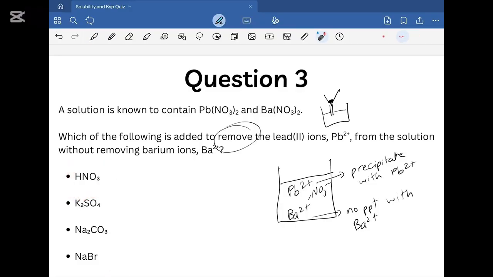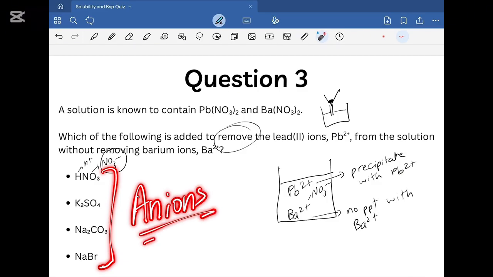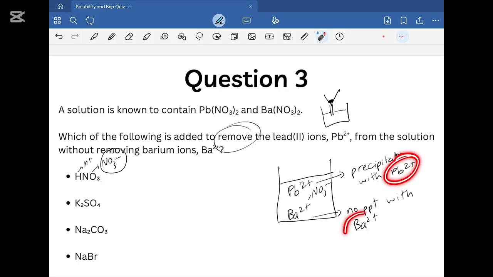Now for HNO3, we're going to have the H+ and we're going to have NO3-. I want you to only look at the anion, as Pb2+, which is a cation, is going to react with the anion and not with the cation. So in all of these options, I want to focus on the anions that are present, because they are the ones that might form a precipitate with either of these two cations. So for the first one, we have the nitrate, and nitrate is soluble with everything. We already have nitrate over here also. Since nitrate is soluble with Pb2+ and Ba2+, we cannot remove the Pb2+.